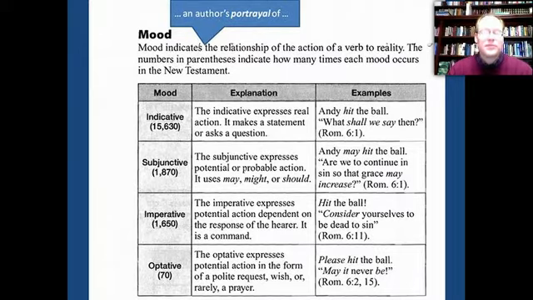Now, what you see in the chart is the number of times each mood occurs in the New Testament. The indicative mood, which portrays an action as real, is by far the most frequent. The subjunctive portrays an action as potential or possible. And in English, we use words like may, might, or should to indicate the subjunctive. The imperative expresses a command which is dependent upon the response of the hearer, and therefore it's a potential action.